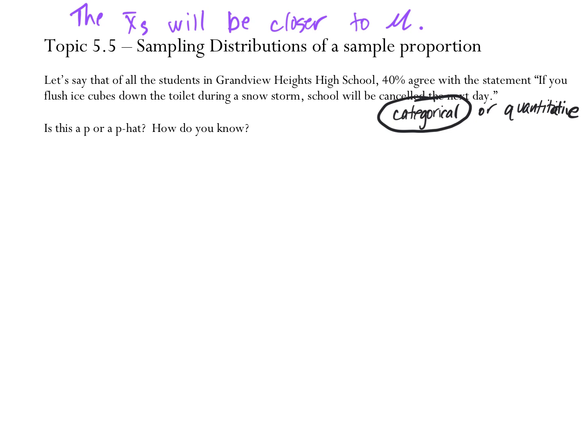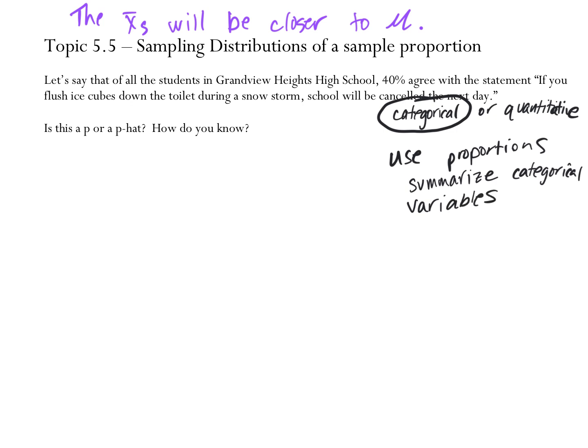Okay, so we use proportions to summarize categorical variables. This is going to come up a lot. Does that mean that proportions are different from means? Yeah? Are we all comfortable with that?